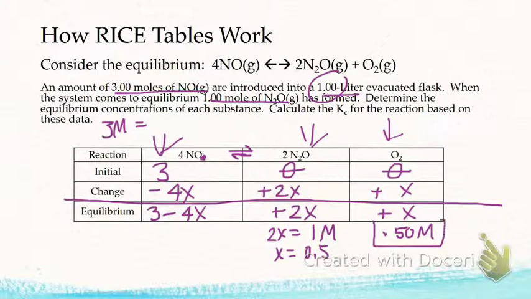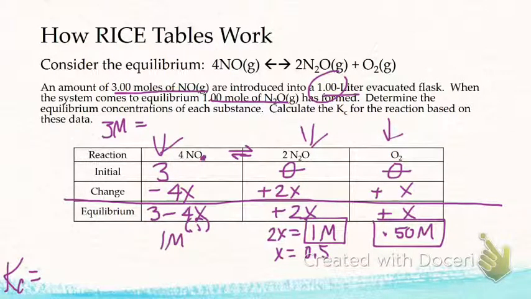So we have one equilibrium concentration. We have a second one here that they gave us. So now we can figure out what the equilibrium concentration is of the NO. So substitute 0.5 in there and do that math. So it's 1, because 4 times 0.5 is 2. 3 minus 2 is 1. So that becomes 1 molar. Okay? So now we have all of our equilibrium concentrations. Yay us. So now we can plug it into the equilibrium expression.